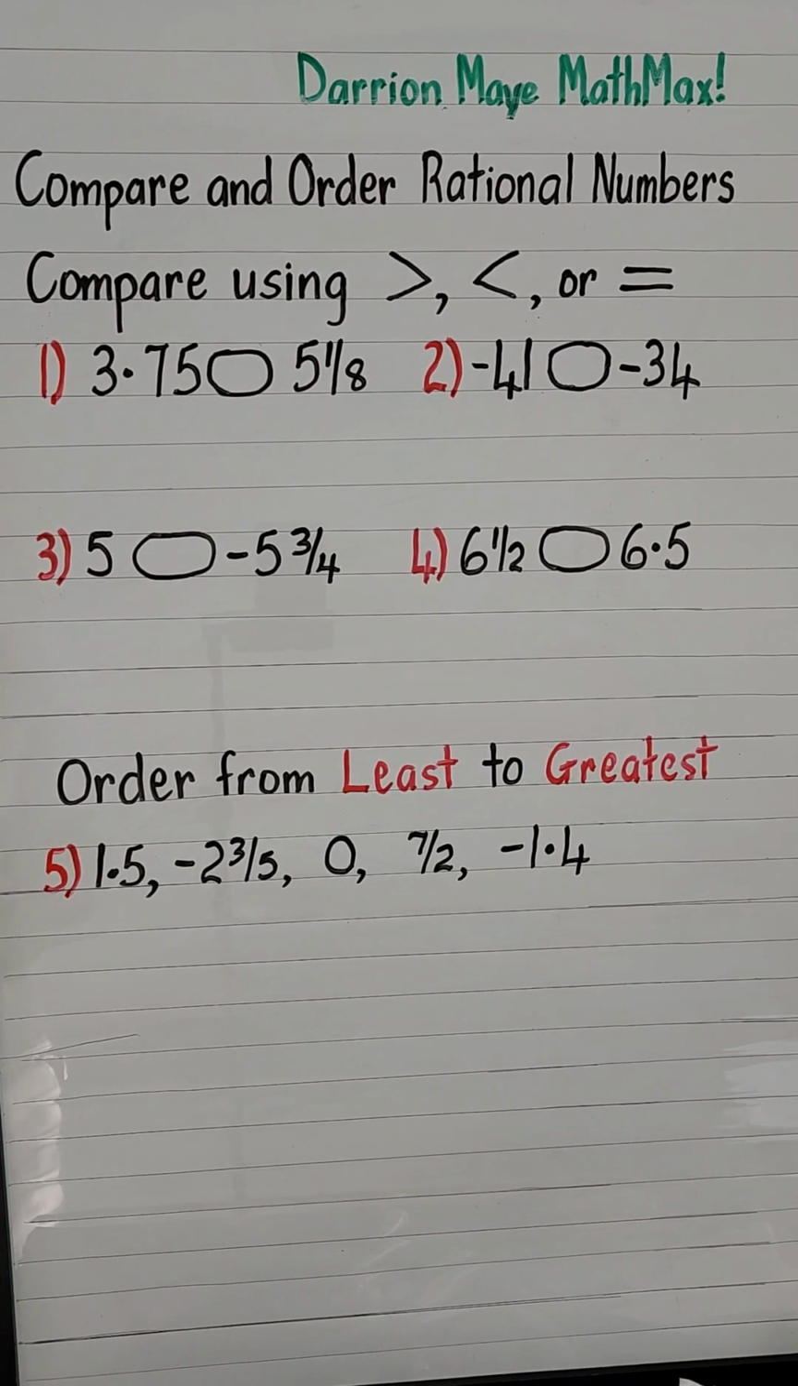Let's start with example 1. Compare 3.75 and 5 1/8. In example 1, we know that a decimal is a kind of fraction. So with these two numbers, we can compare by looking at the whole number. We have 3 and we have 5, and we know that 3 is less than 5. So our first example, 3.75, is less than 5 1/8.